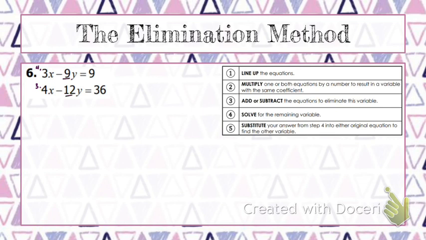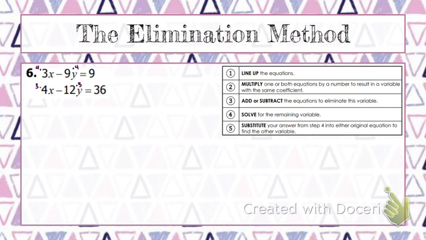If we use 9 and 12, I always like to look at the biggest number because we're going to get there faster that way. So if we use 12, 9 does not go into 12. The next one would be 24. That does not work. The next one would be 36. And 9 and 12 do both go into 36. You would multiply the bottom by 3 and you would multiply the top by 4.